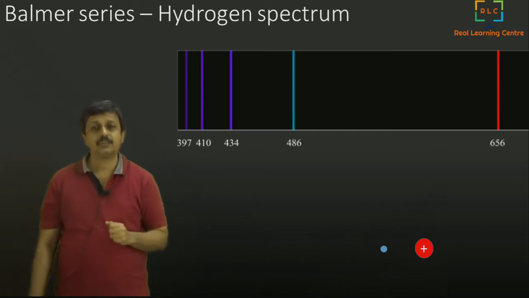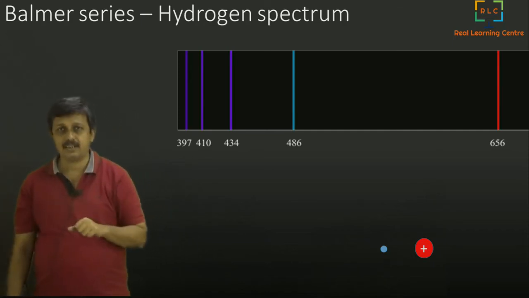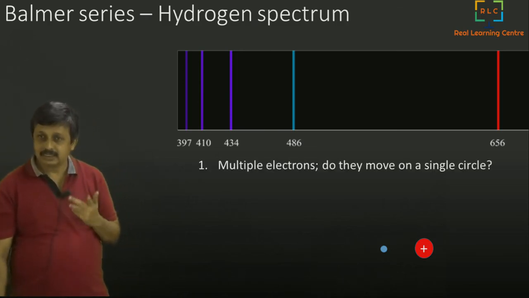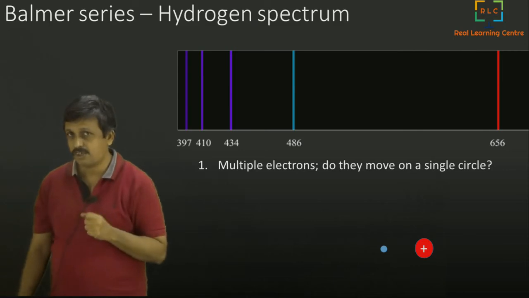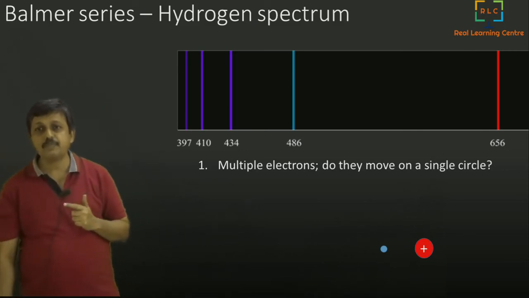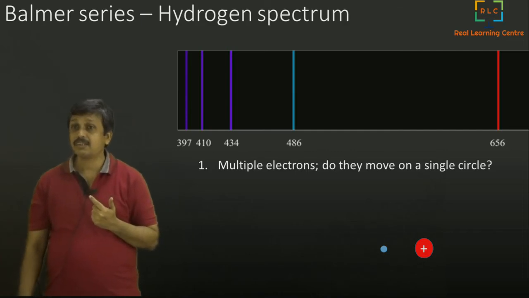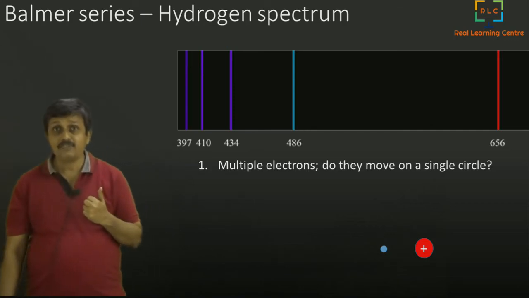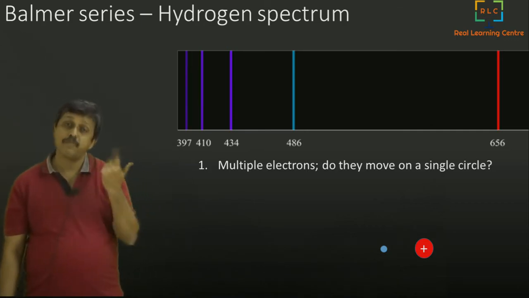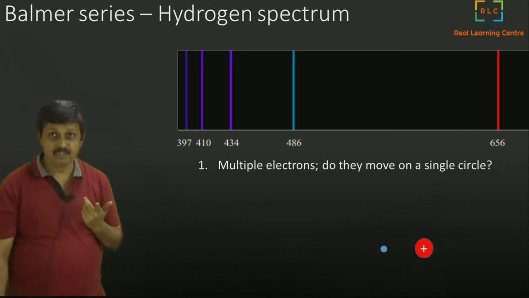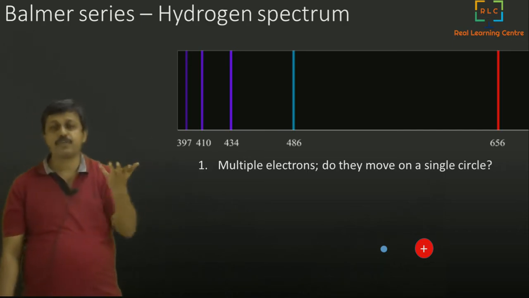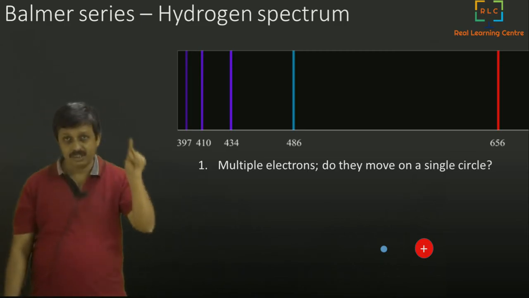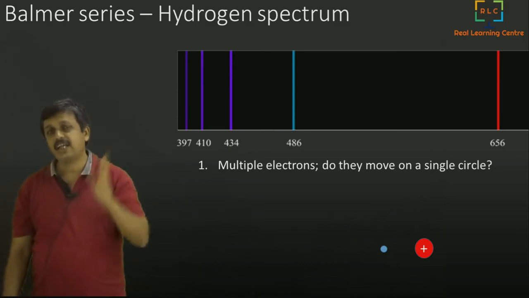He's fitting a formula. So now when you go back to our Rutherford model, let's see whether we can answer some of these questions using this knowledge. Multiple electrons, do they move on a single circle? We don't know. We already know from Maxwell's electromagnetic waves that if it is going in a circle, it will produce electromagnetic waves, and the frequency with which it is moving is the same frequency of the light it will produce.